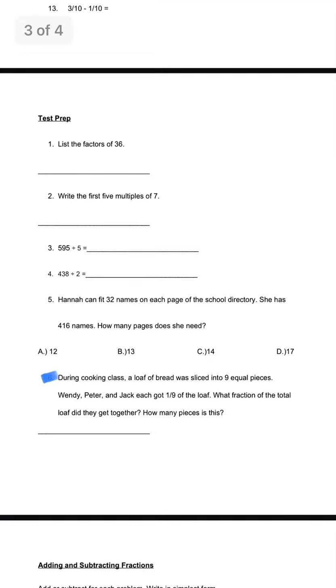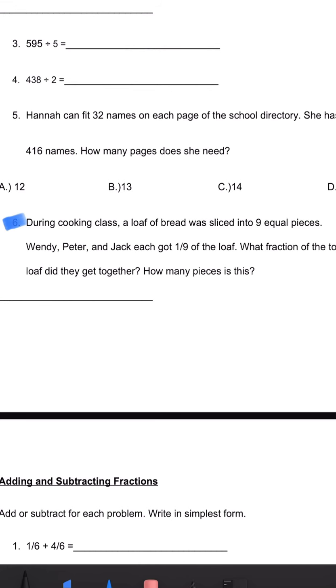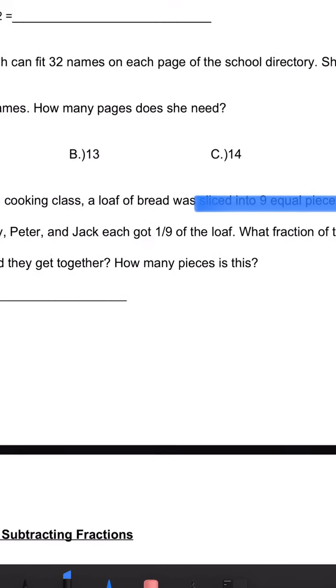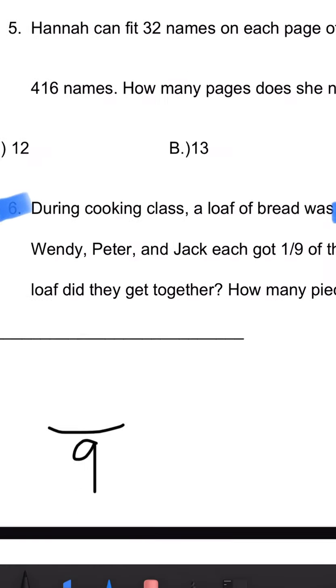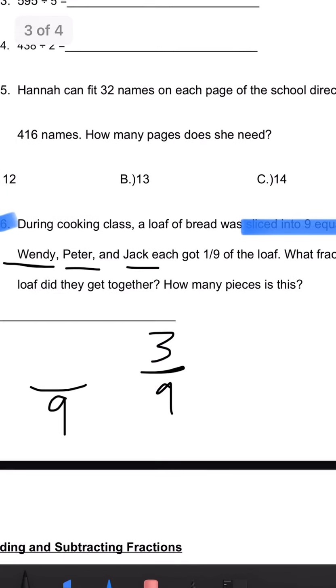Next, we'll move on to page number 3, which we're doing test prep. I'll be doing the word problem. Number 6, during cooking class, a loaf of bread was sliced into 9 equal pieces. So already from just reading this, we know that if it was sliced into 9 equal pieces, our denominator is 9 because this is the total. Wendy, Peter, and Jack each got 1/9 of the loaf. So we see that there are 3 people that each got 1/9, so we already know that that's 3/9. What fraction of the loaf did they get together?